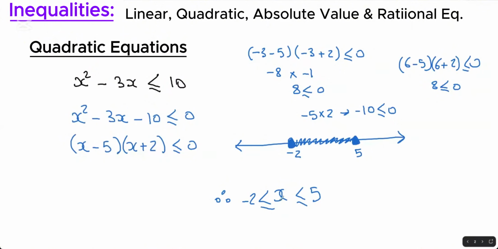So this indicates that x is shaded between negative 2 and 5, which means any number between negative 2 and 5, if you sub it in for the x here, it will give you a true statement. So you take any number, negative 1.5, negative 0.1, 0. As long as it's between negative 2 and 5, this statement will be true. Okay, now let's go to the next thing.